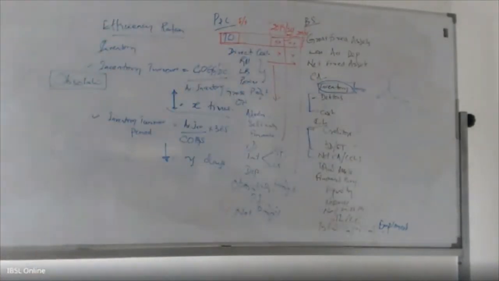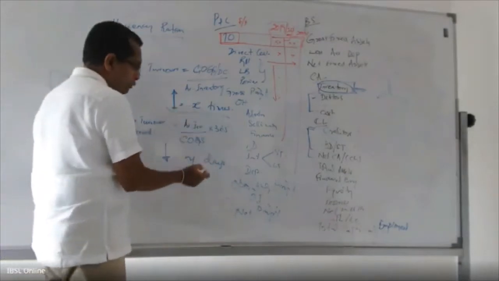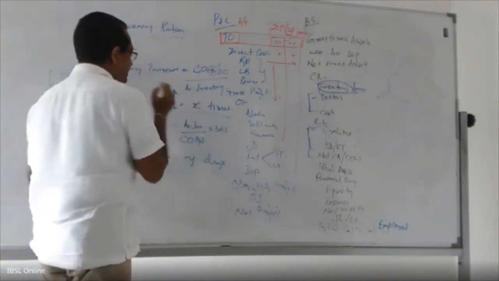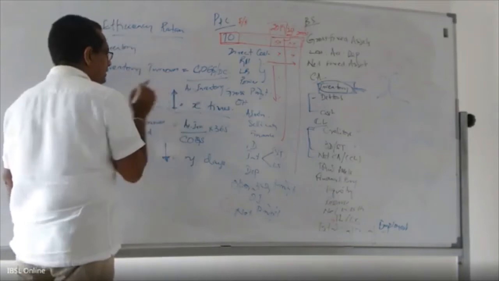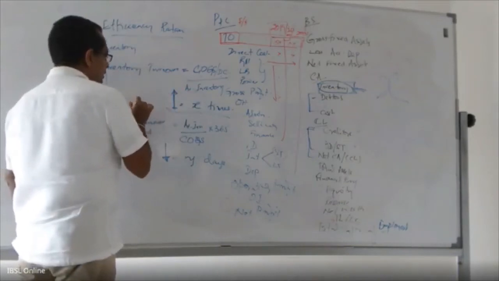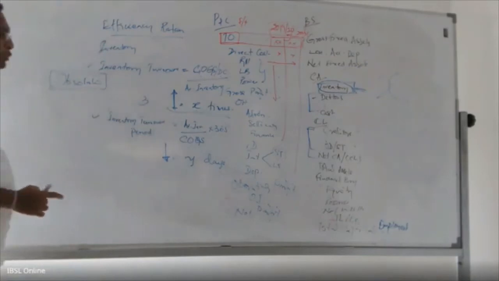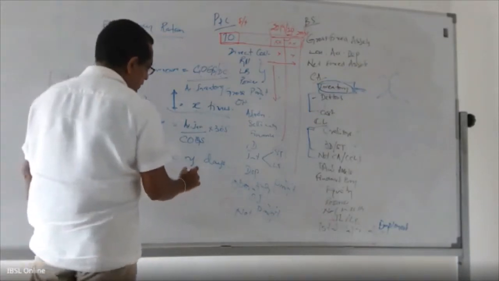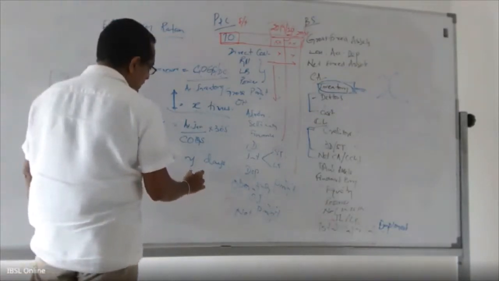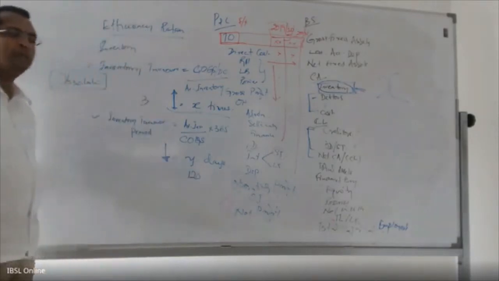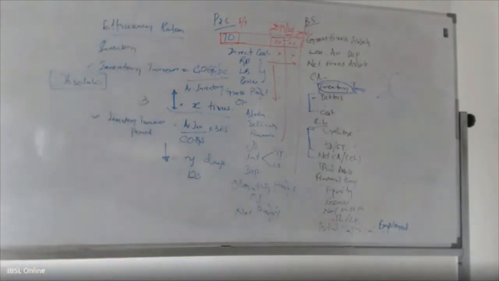Right? So when you calculate these two, say we have an inventory turnover of 3 times. So this is going to be 4 months, 120 days. Right? What does this mean?